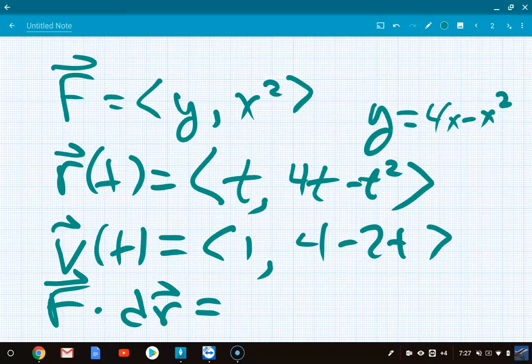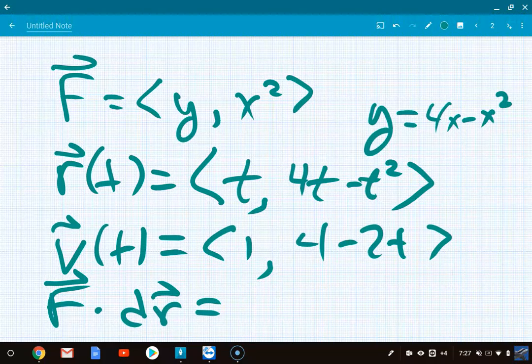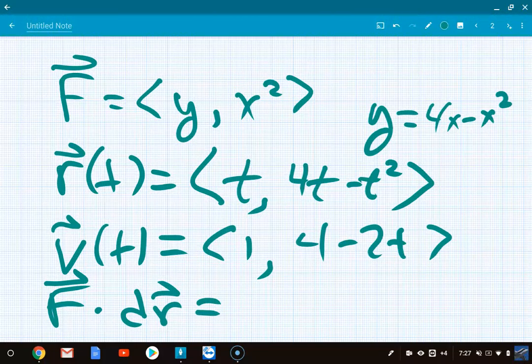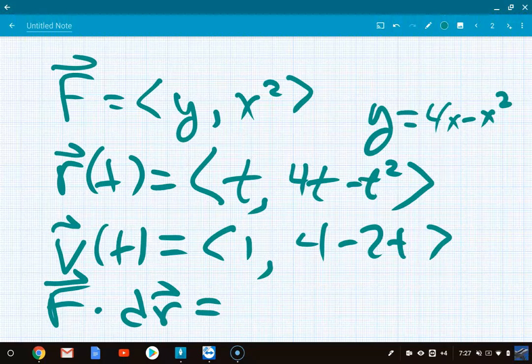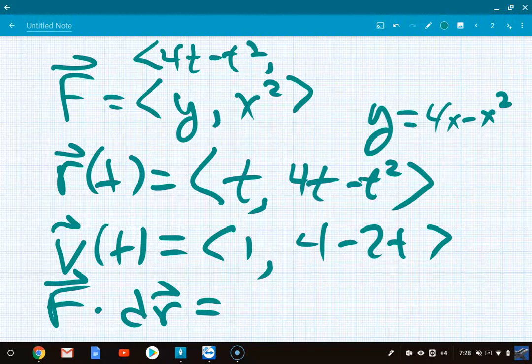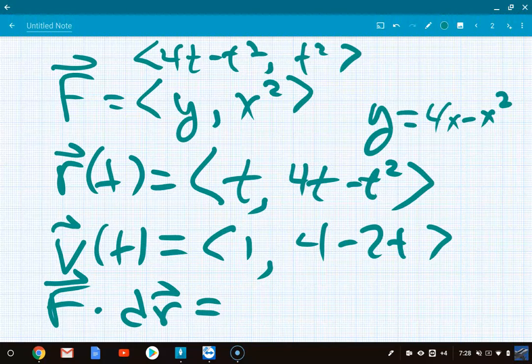Now, you could do it this way. You say, okay, y times 1 is y plus x squared times stuff, and then later on just plug back in what x and y are. But all right, let's write that. Let's say, okay, this is really what we said y is, 4t minus t squared, and this is really x squared where x is t, so t squared. So take the top thing I just wrote, dot product of velocity vector. That's what I'm calling dr.